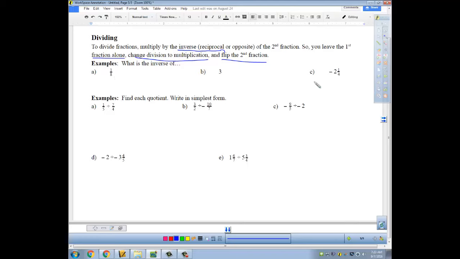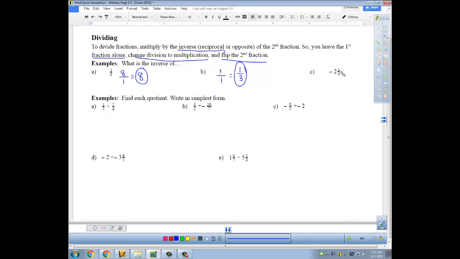So first we're going to practice finding the inverse or reciprocal of a number. So 1/8, the reciprocal of that would be 8 over 1. We just flip it. And 8 over 1 can be reduced to 8. For B, 3 is really 3 over 1. So when we flip that and get the reciprocal, we get 1/3.